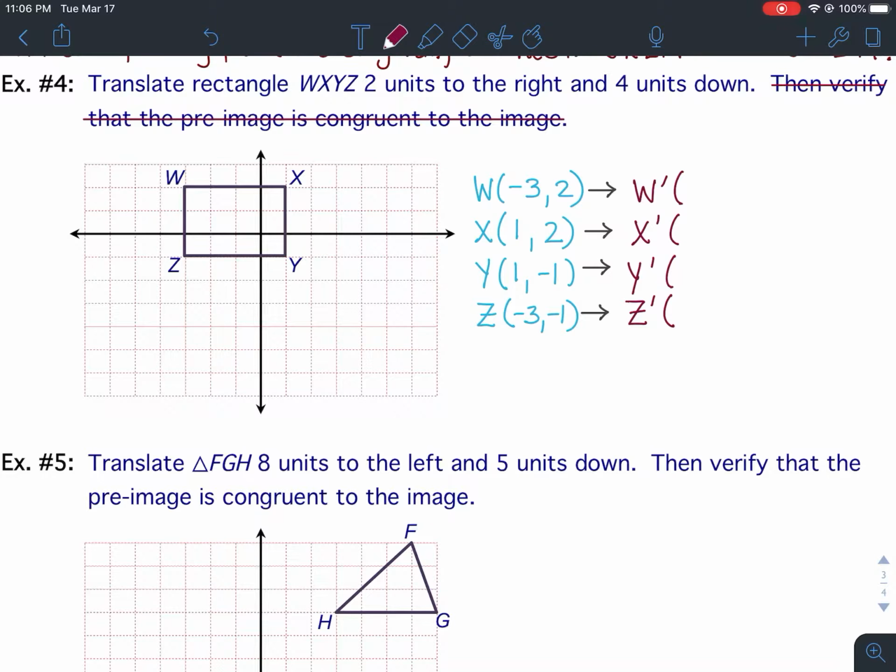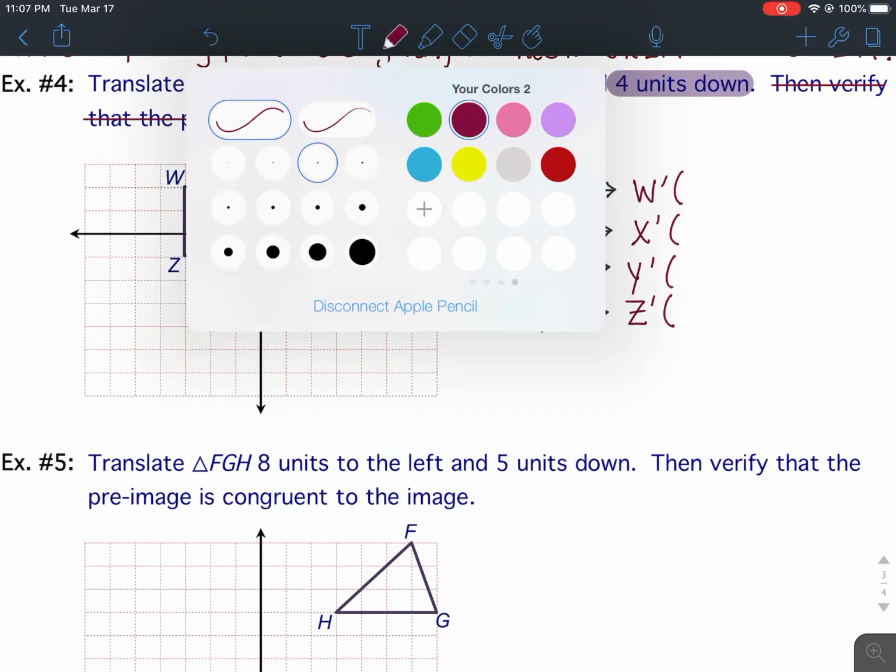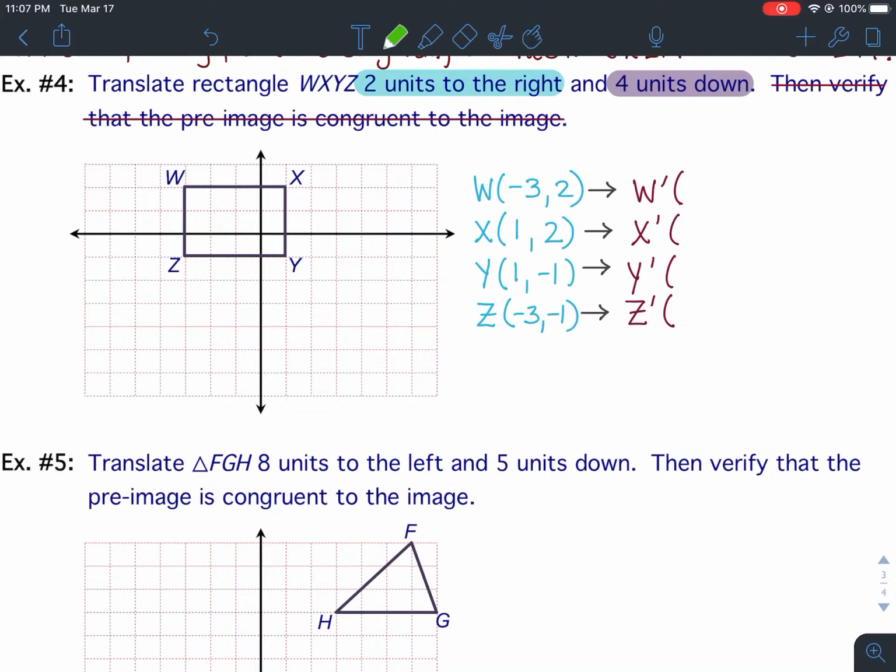I'm going to highlight 2 units to the right. You should underline it. And I'm going to highlight 4 units down. You should underline that. So our translation for this example, to the right means add 2, and 4 units down means we're going to subtract 4. So we're going to add 2 to the x coordinates and subtract 4 from the y coordinates. So let's put plus 2, minus 4.